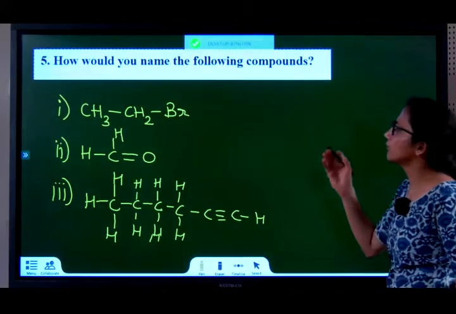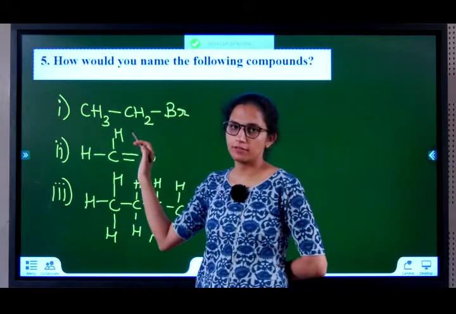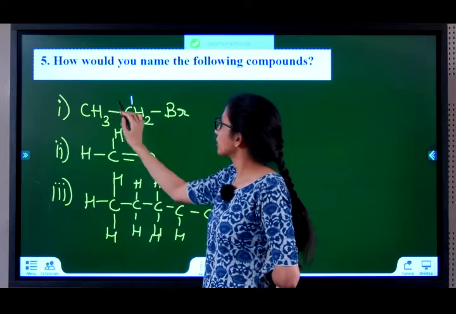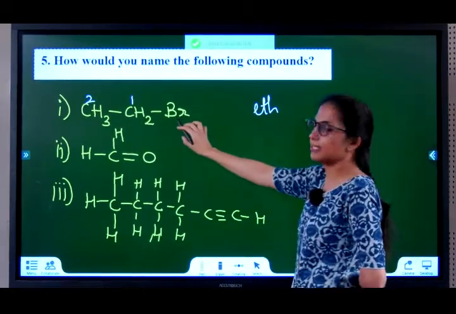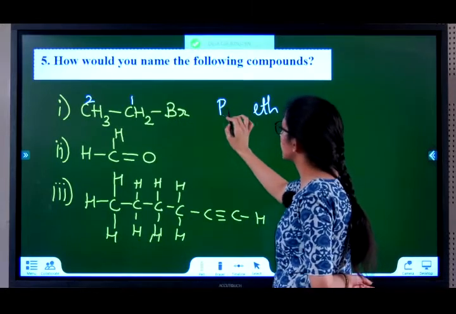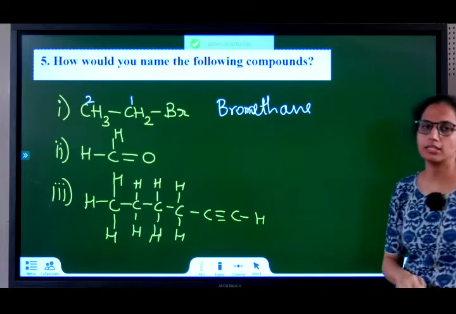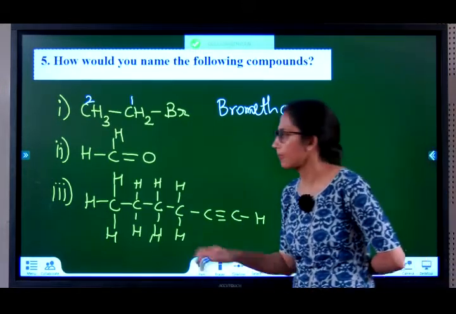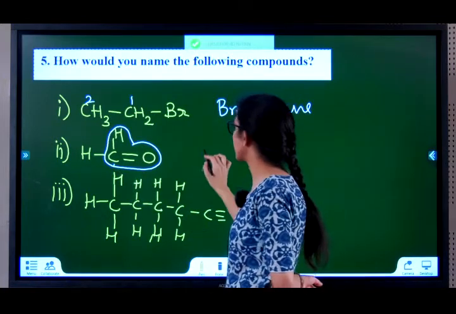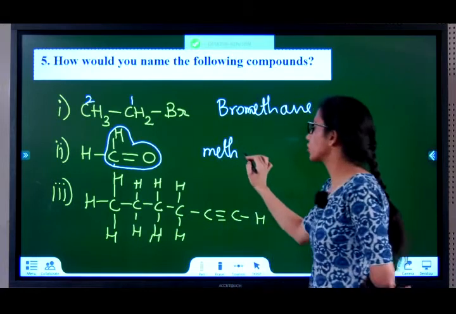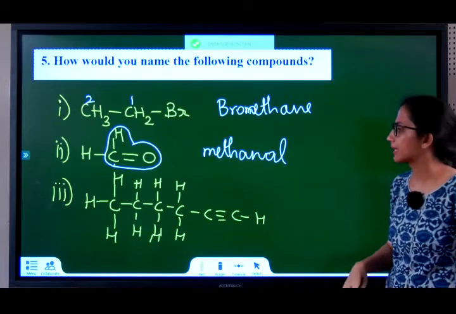Question 5. How would you name the following compounds? IUPAC naming. So bromine is the functional group. Start with that as the lowest number. So root word eth. Bromine is a prefix. So at position 1, you can just say bromo. All are single bonds, ethane. Bromoethane or 1-bromoethane. Next, CHO, if you can observe, this is the aldehyde group. There is only one carbon atom. So it's meth. It's CHO. So instead of the e, replace it with al. Methanal.